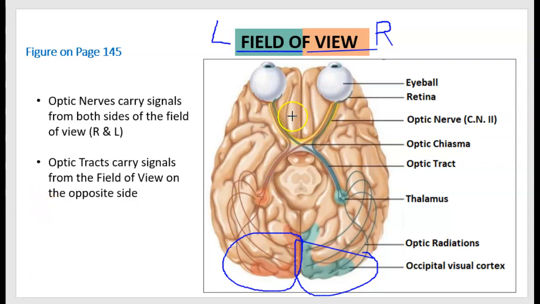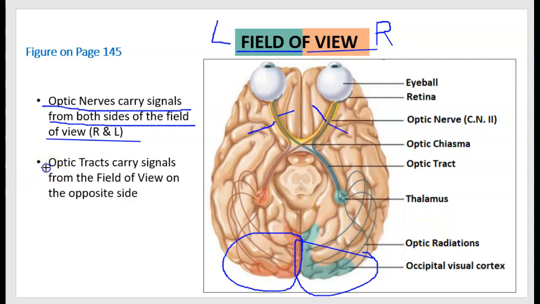And that has to do with the pathway of neurons from the retina through the optic nerve and through the optic tract. So first I want to mention that optic nerves coming from both eyeballs carry information or signals from both sides of the field of view, right and left. And if you look closely, you will see that there are some salmon-colored axons in there, and there are some green-colored axons in there. Same for this right eye. Both colors are in the optic nerves.